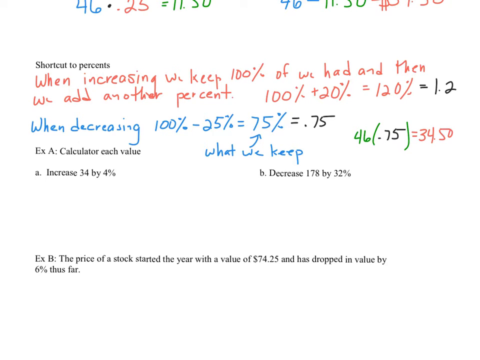So it's just a little bit of a shortcut. Instead of having to multiply and then add, we can just either add or subtract from 100, change it to a percent, and then multiply.